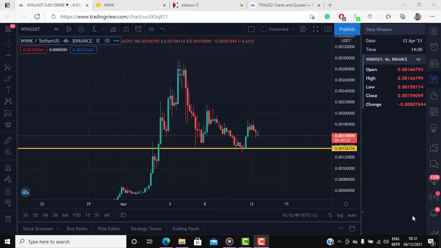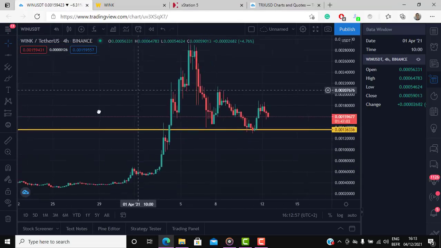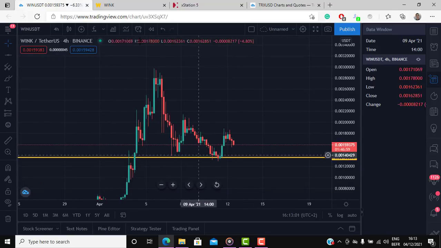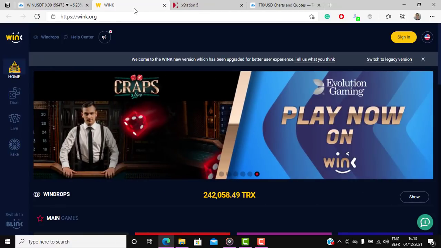In today's episode we're going to be taking a look at Wink USDT, which is Wink quoted in Tether US. Now, when it comes to Wink, there's an interesting pattern in the chart, but before we move into the chart and take a look at this interesting setup, we're going to take a look at what Wink is.